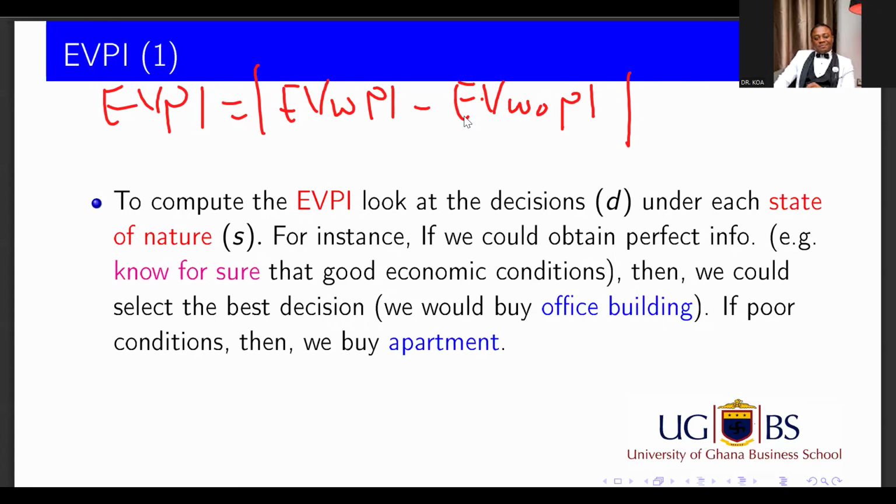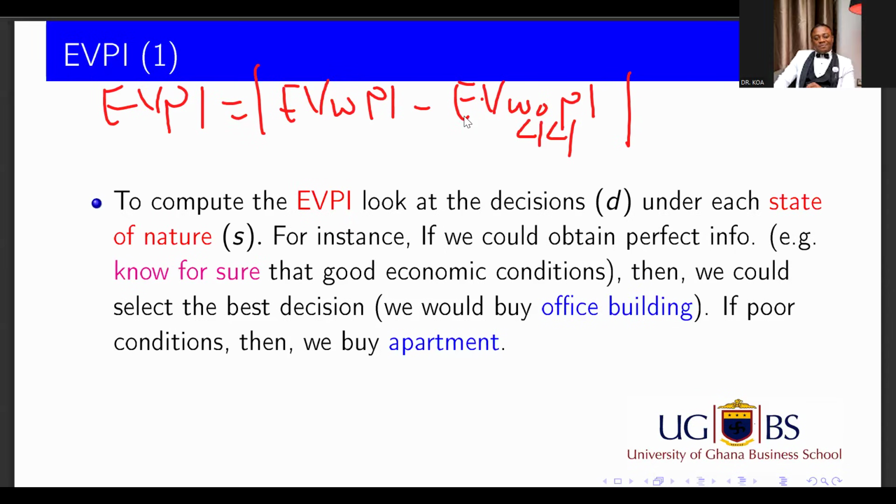So the expected value with perfect information minus the expected value without perfect information. We already know the expected value without perfect information. It is actually the value we got from the expected value approach, which was what? What was the value we got using the expected value approach? Yasin. 44. So we got this value here to be 44.